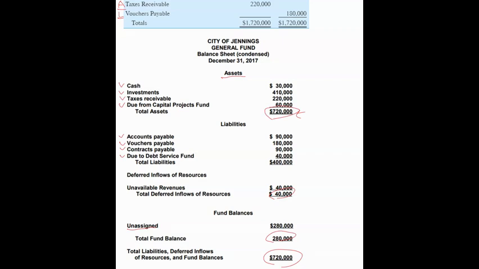Alright, I missed one. This deferred inflow of resources includes the unearned revenue identified in the trial balance, that's 40,000, and total liability is 400,000. So add these three numbers together, we get this 720.